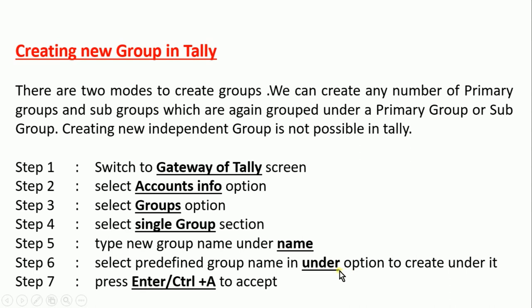When you select under, it will show all the existing groups. You can select any one to create a new group. At the end, we can press enter when it shows accept yes or no. Even you can press Y, or there is one shortcut in Tally, like in MS Office Control S, same way here we can use Control A to save or to accept.